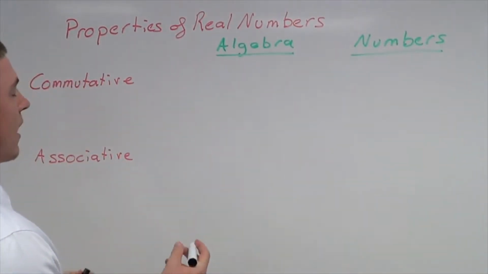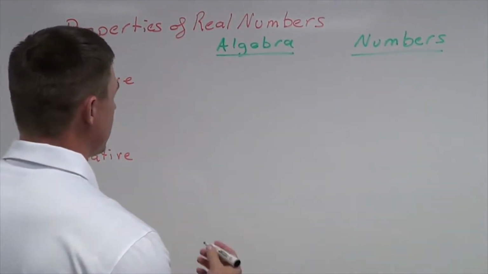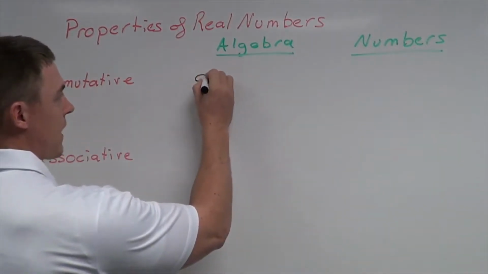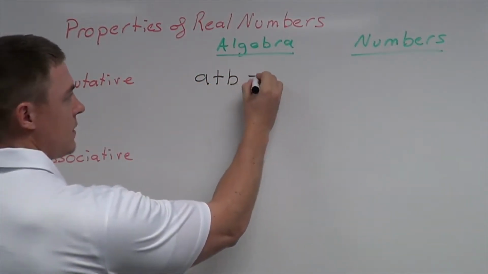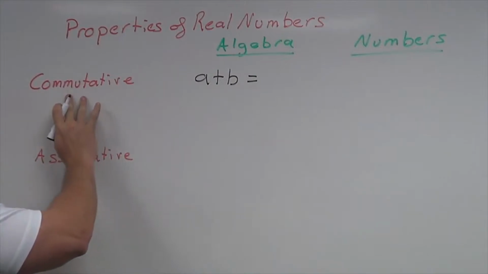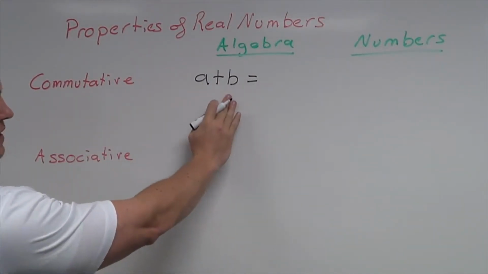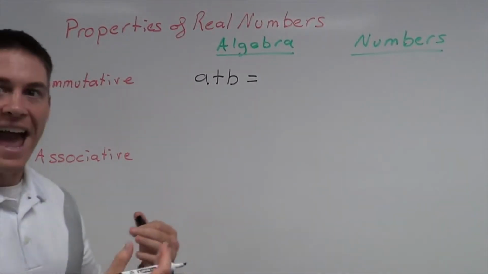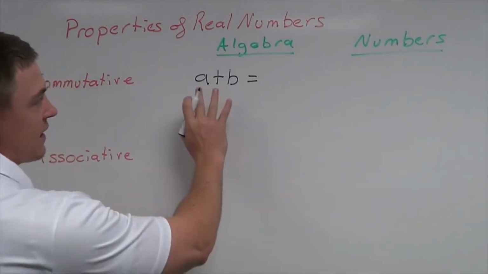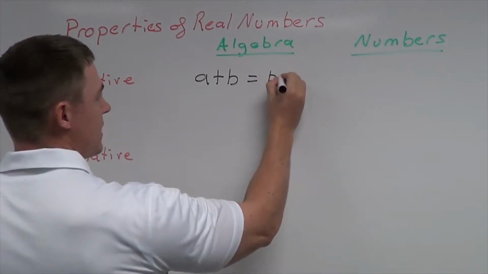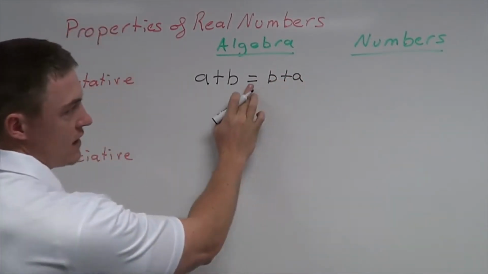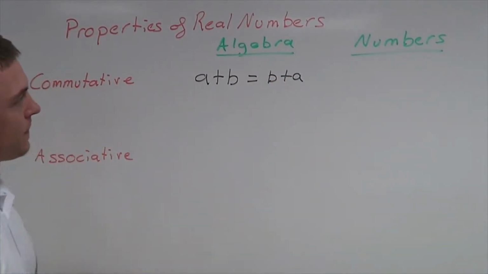Let's just use some random variables. Doesn't really matter what we use. Let's do something simple. A plus B. Okay, according to the commutative property, if I have a number plus another number, in this case A plus B, it doesn't matter what order I add them in. So what I can do is actually switch these up. I can say B plus A is also going to give me the same thing. Okay, so that's the commutative property of addition. So that's with algebra.